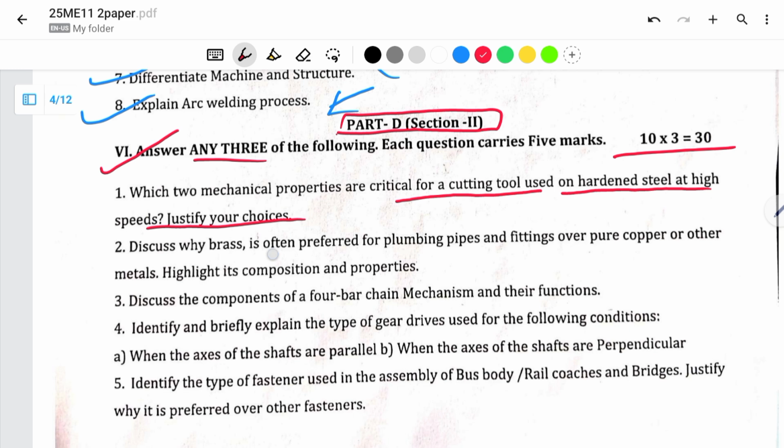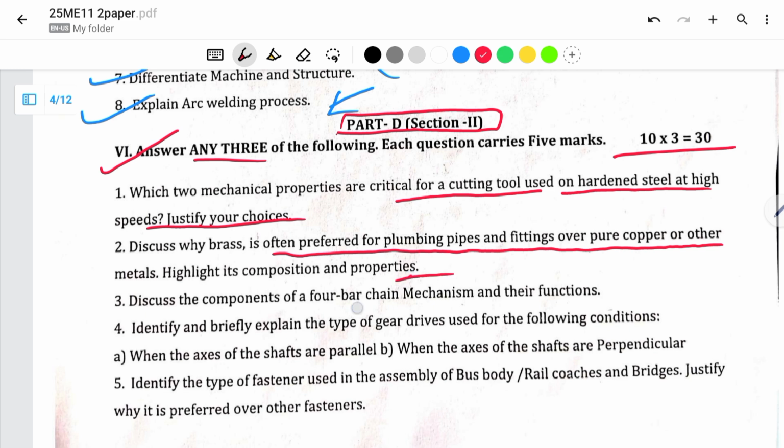Then next, discuss why brass is often preferred in plumbing pipes and fitting purposes, compared to copper or other metals. Highlight the composition and the properties.